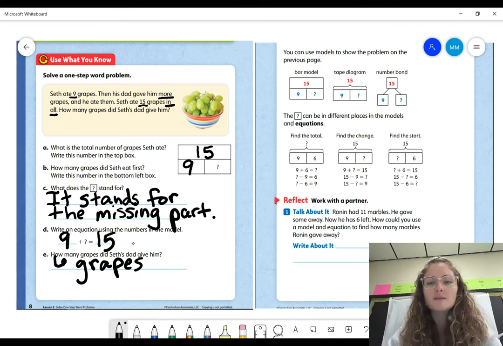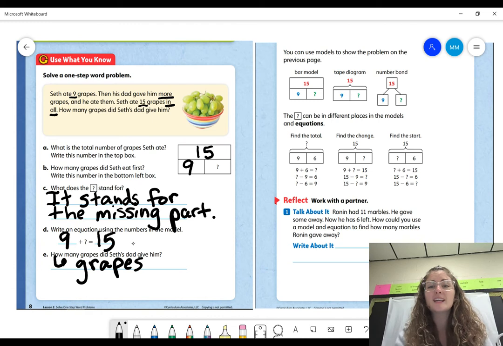It says the question mark can be in different places in the model and equations. So maybe we'll see the question mark at the top. That means we need to find the whole. Sometimes we will have to find the missing part, or we might have to find the other missing part. So maybe it'll give us one part and we have to find the other, or sometimes it'll give us both parts and we have to find the whole.